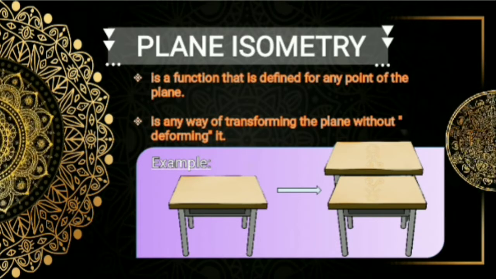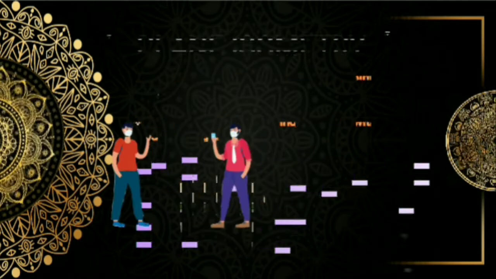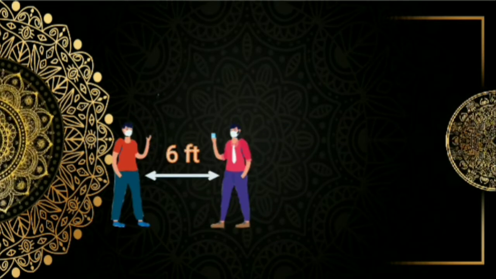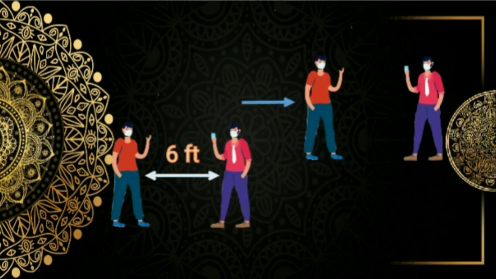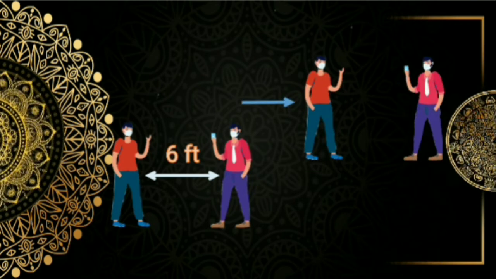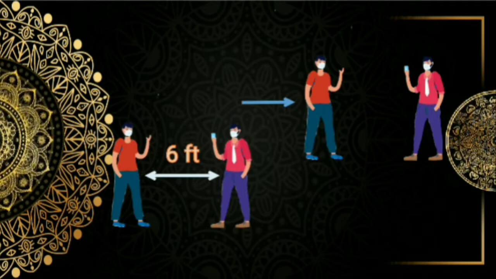Moving on, let's have these examples to further understand isometry. Suppose you and I are standing 6 feet apart and we apply an isometry to ourselves, and we end up somewhere else, but we still have to be 6 feet apart.